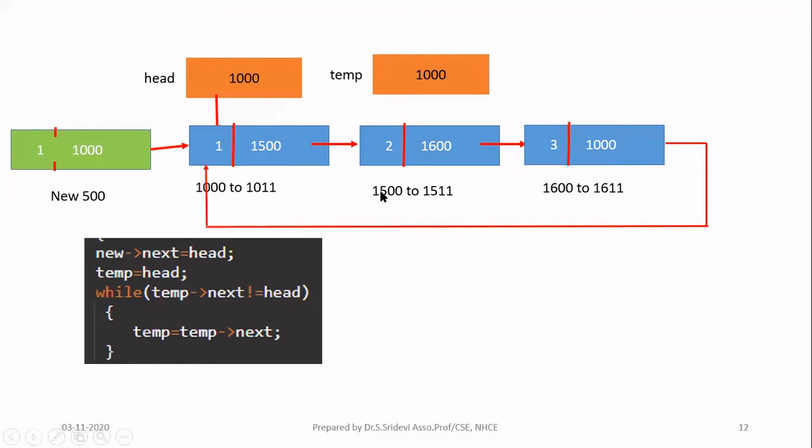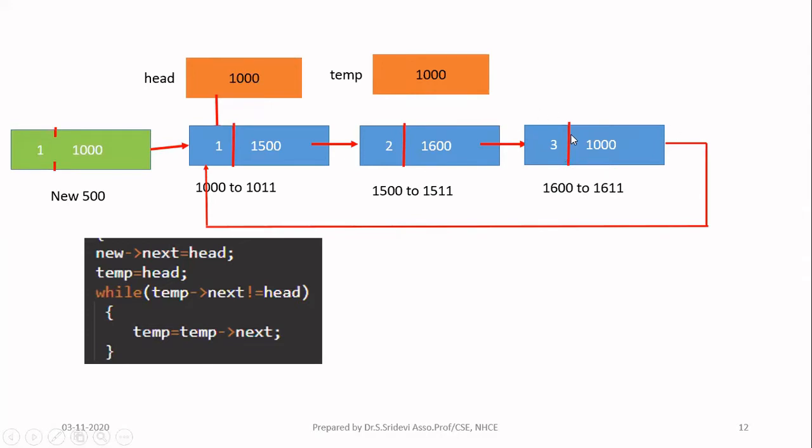Then I will go to this 1500. I will check the next field. It is 1600, which is not equal to head. It must be equal to head, then only you will say that it is the last node. Now this 1600 is not equal to head. So again, I will take this 1600, store it in temp. Then I will go to 1600. I will check the next value. Here the next value is 1000. 1000 means it is head, same as head.